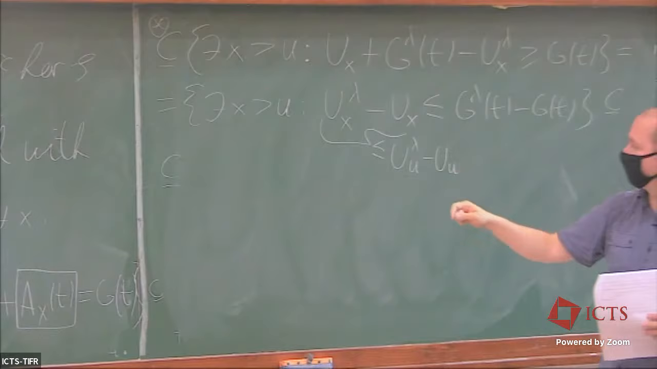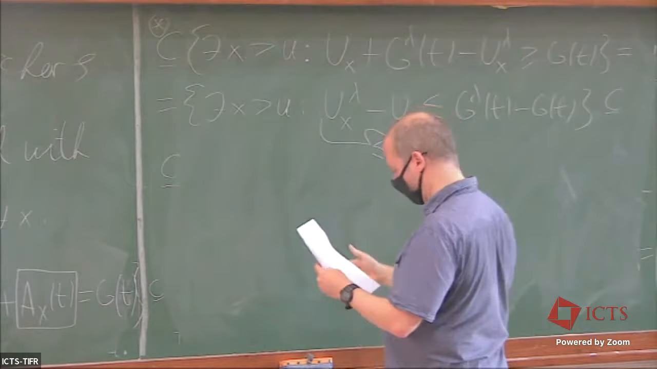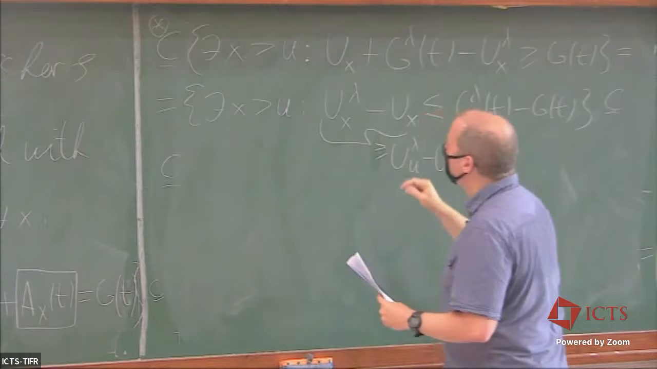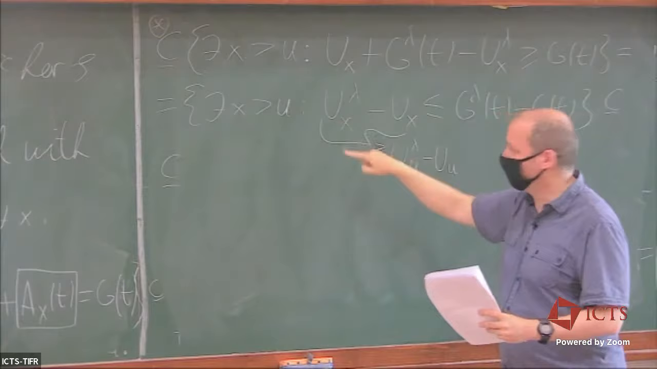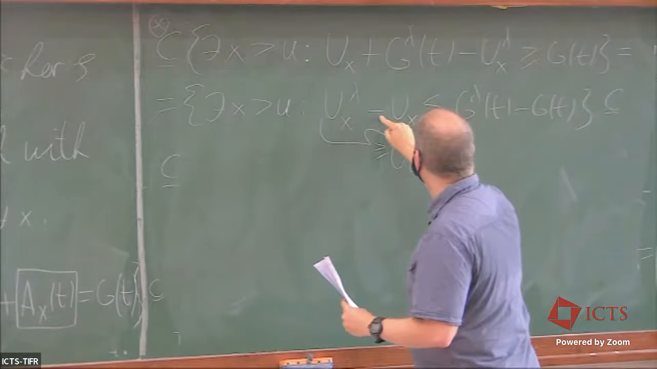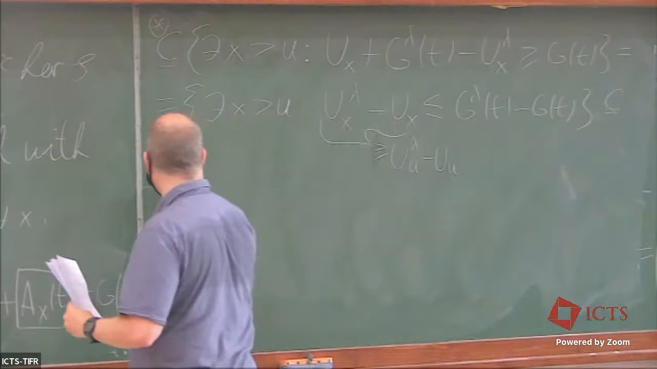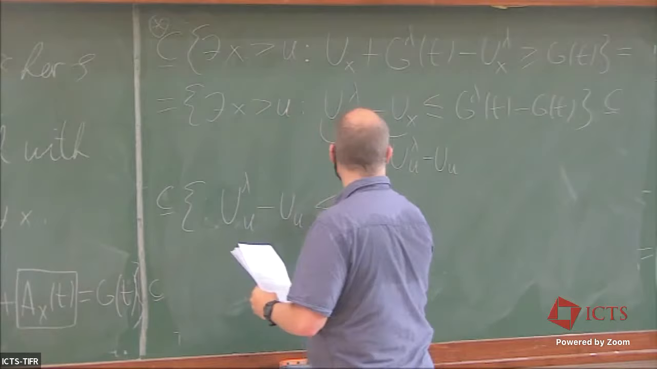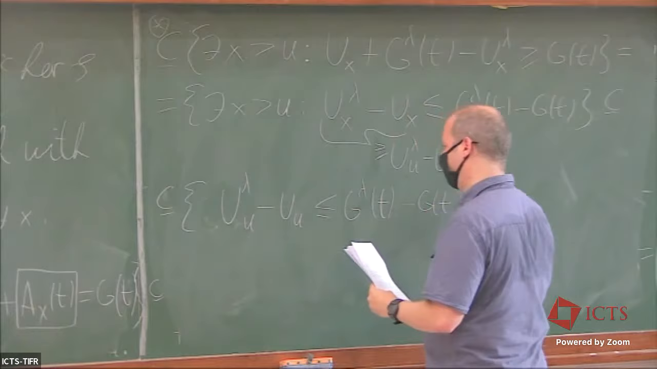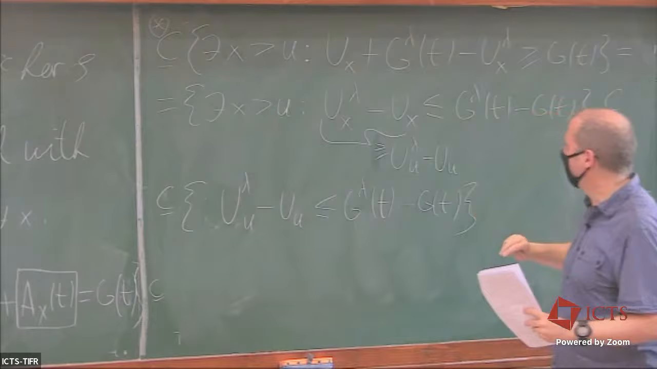am I doing this right? No, I'm doing this wrong, exactly wrong. Sorry. The weight from zero to x is bigger than the weight from zero to u. That's what I want to do. And this is just a positive constant multiple of U X. Okay. So if this one was smaller, then this one is also smaller. So this is a subset of the event that there exists an x. Well, I don't really need x anymore, right? It's a subset of just U lambda U minus U U smaller than or equal to G lambda minus G T. Okay, simply because this guy is bigger than that guy. So if that was smaller, then this is also smaller.